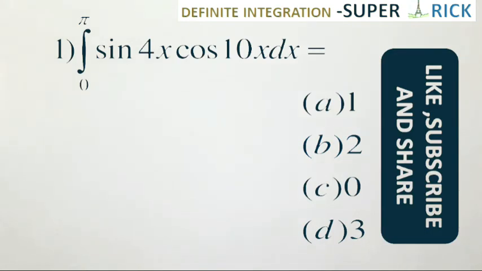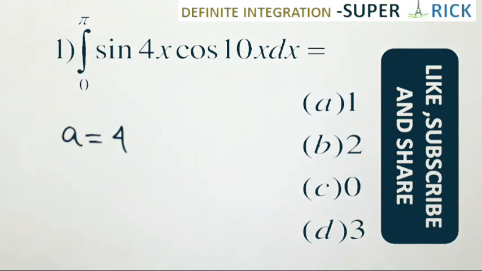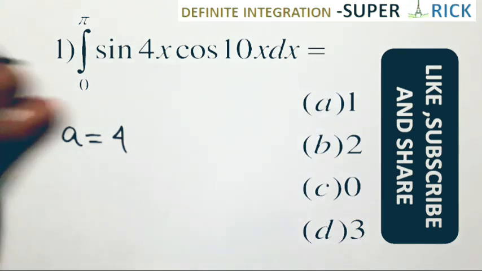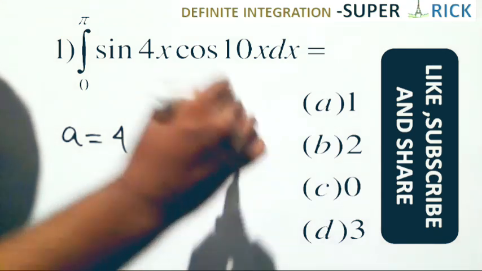Here it is, the first question. What will be the value of the integration from 0 to pi of sin 4x into cos 10x dx? So here, what is the value of a? Here we can see that the value of a is 4. And what is the value of b? Here we can see that the value of b is 10.